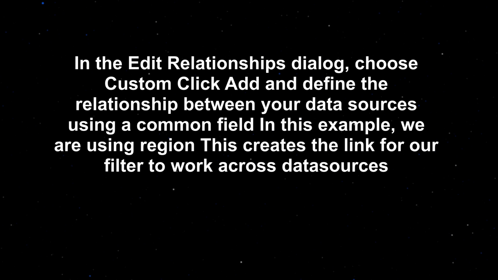In the Edit Relationships dialog, choose Custom, click Add and define the relationship between your data sources using a common field. In this example, we are using region. This creates the link for our filter to work across data sources.